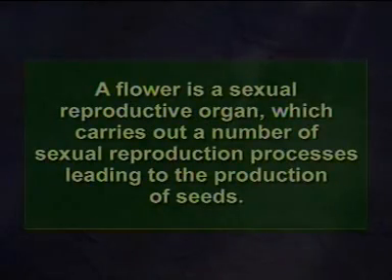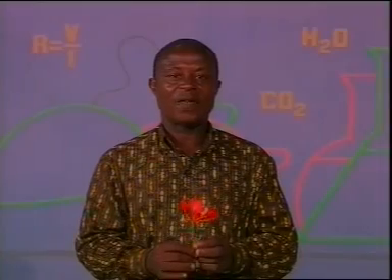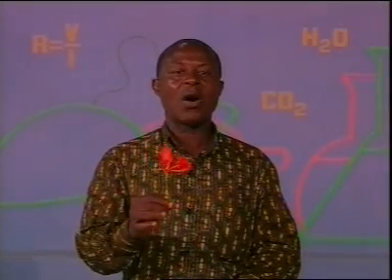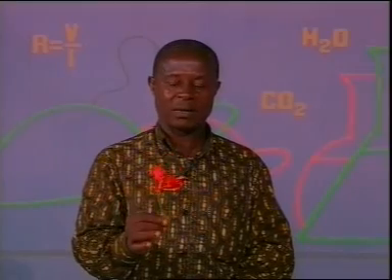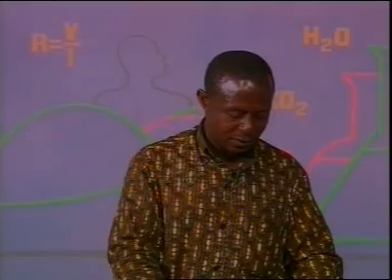What is a flower then? A flower is a sexual reproductive organ which carries out a number of sexual reproduction processes leading to the production of seeds. Now, let us examine carefully the flower of the flamboyant or the pride of Barbados. I have with me the flower flamboyant. And this is also a flower.